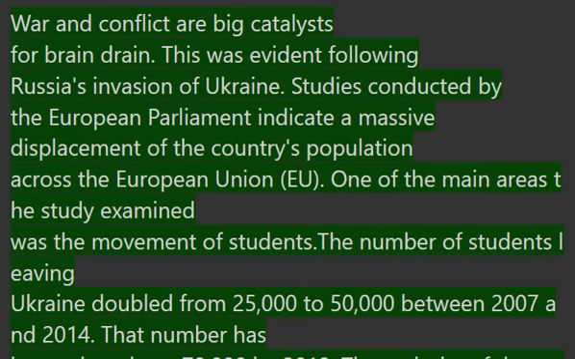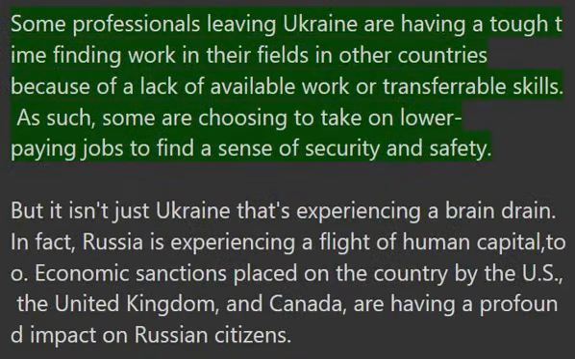The number of students leaving Ukraine doubled from 25,000 to 50,000 between 2007 and 2014. That number has jumped to about 78,000 by 2019. The majority of these students were enrolled in post-secondary institutions in Poland. Some professionals leaving Ukraine are having a tough time finding work in their fields in other countries because of a lack of available work or transferable skills. As such, some are choosing to take on lower-paying jobs to find a sense of security and safety.